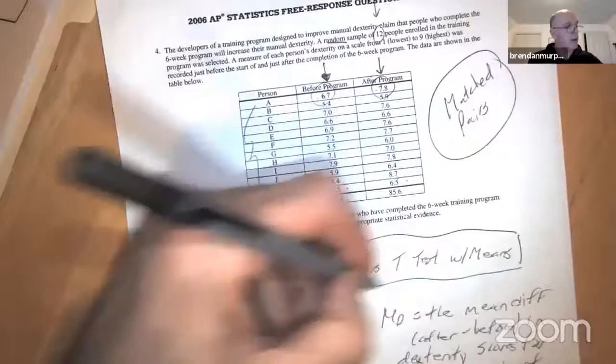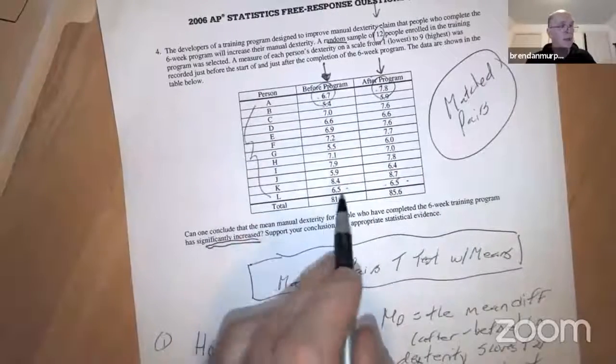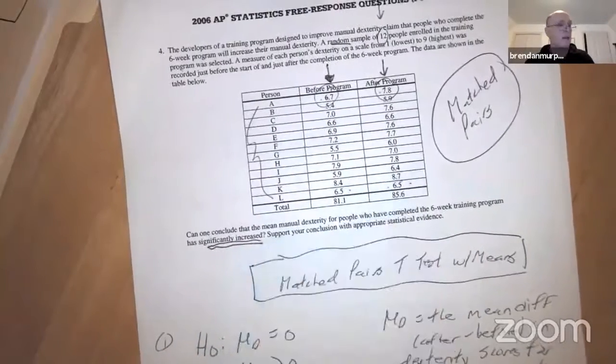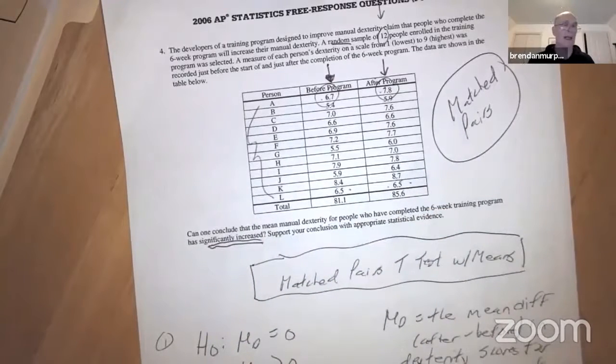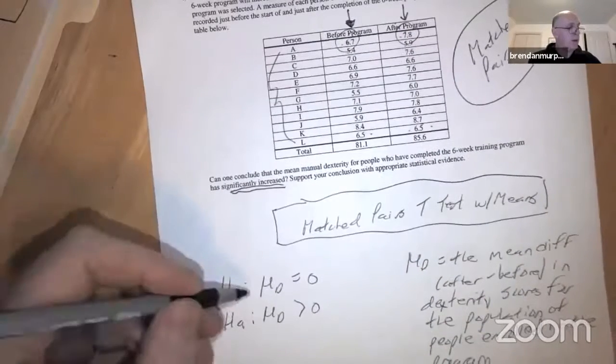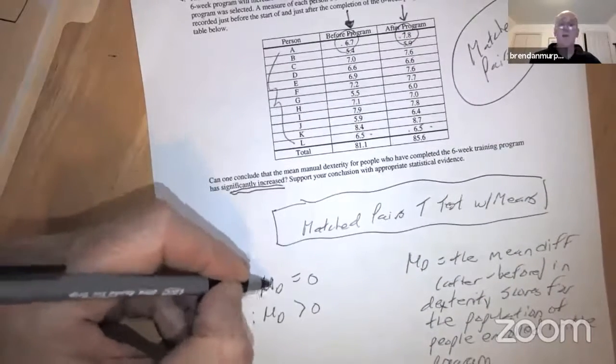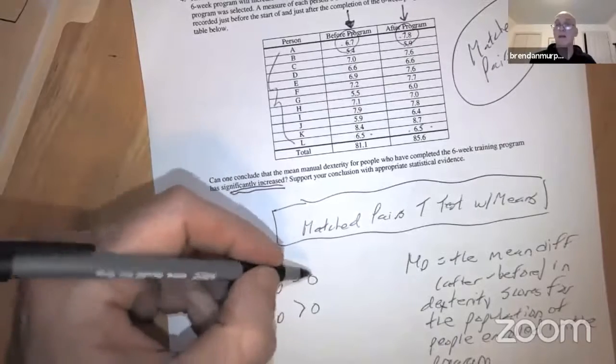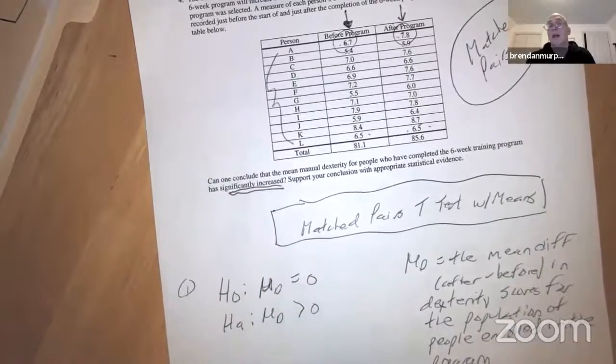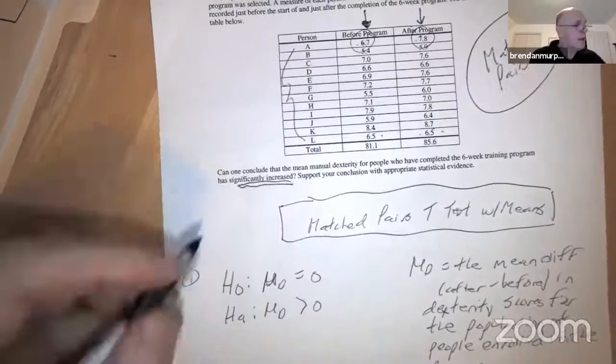That's based upon my 4 questions. And again, if my 2 sample sizes, for lack of a better term, are the same, I at least think matched pairs. The bigger decision is, are they independent or not independent? So my null hypothesis is mu of the difference, that little d, is 0. There's no difference. The program didn't work. No difference between before and after.